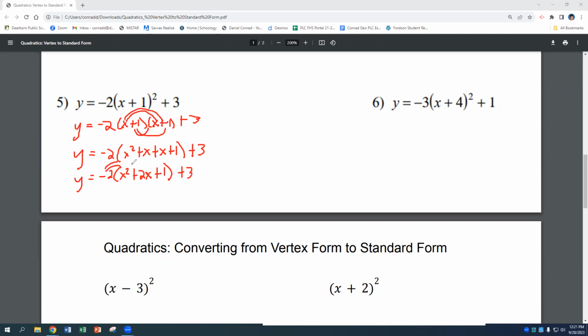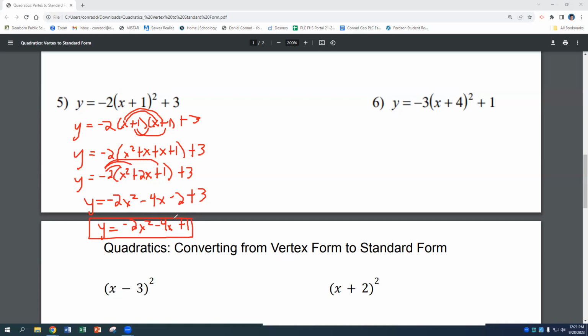Now let me distribute my -2 to each term on the inside. That's going to be -2x squared. -2 times 2x is going to be -4x. -2 times 1 is going to be -2. And then I combine the -2 and the 3 at the end. I'm going to get -2x squared minus 4x and then +1.